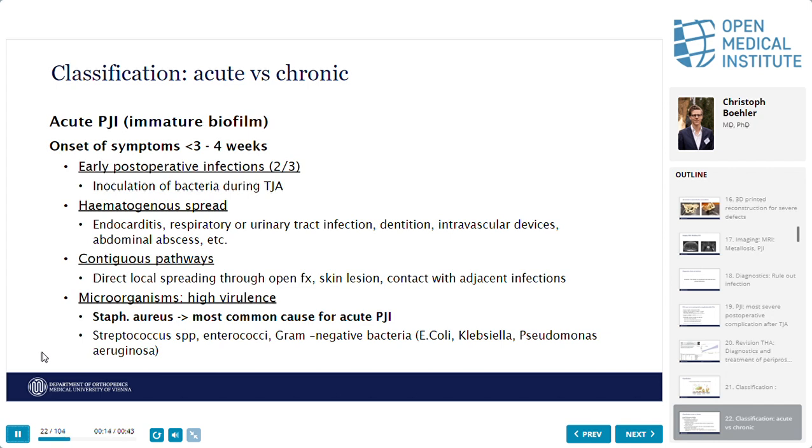So these are the early postoperative infections where you bring in the bacteria during the surgery, or a hematogenous spread where you have an infectious focus somewhere else, like a urinary tract infection or endocarditis. And here, Staph aureus is the most common cause. Others are Streptococcus, which are very difficult to treat in PJI, and gram-negative bacteria like E. coli, or even worse, Pseudomonas.